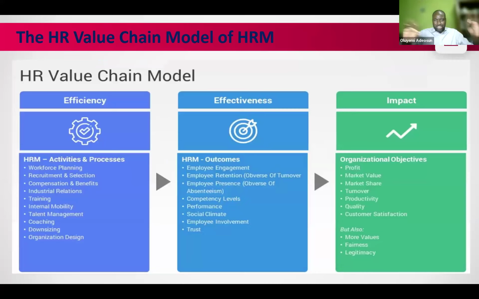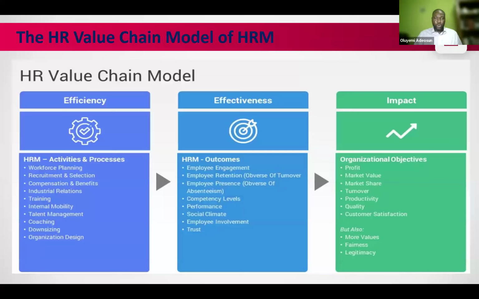So this model has just three components: efficiency, effectiveness, and impact. Under efficiency, you have our HR activities and processes. Then under the effectiveness, you have HR outcomes. Examples of HR outcomes include employee engagement, employee retention, employee presence. I'll say those three again. Please pay attention. Employee engagement is an effectiveness thing. Employee retention is an effectiveness thing. Employee presence or absence of absenteeism is an effectiveness thing. Competency level is an effectiveness thing. Performance, the social climate. Then we also have employee involvement is an effectiveness thing.